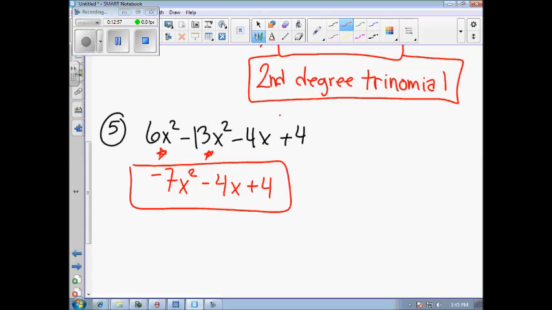Okay, that's the next one. What's the degree? The degree just goes off of the highest exponent. So it's not third, it would be second degree. And then how many terms? 3, and we call that what type of polynomial for 3? Trinomial. Good job. Trinomial.